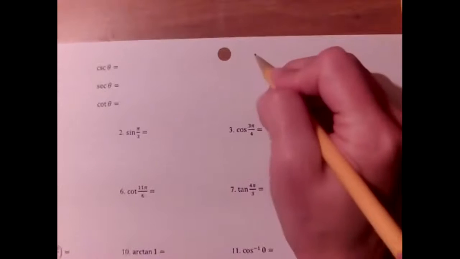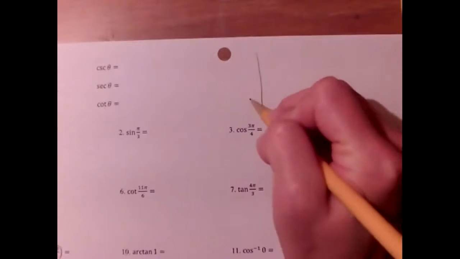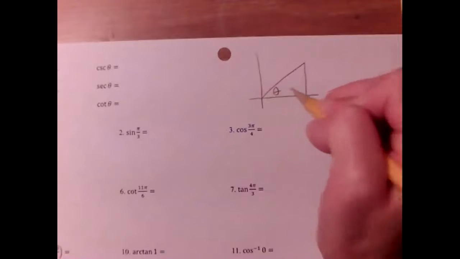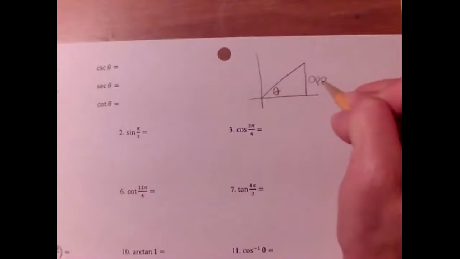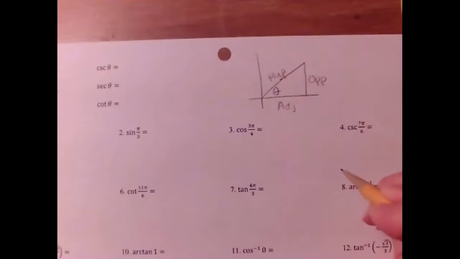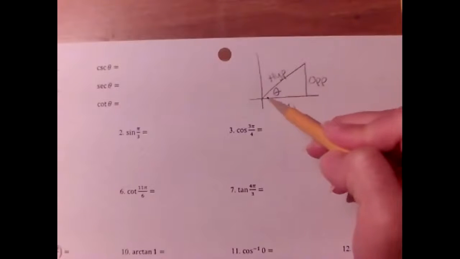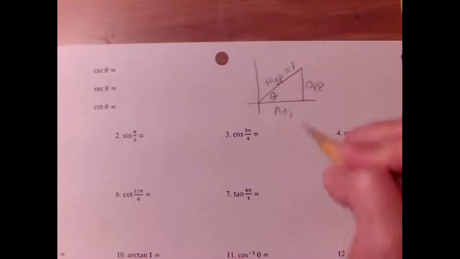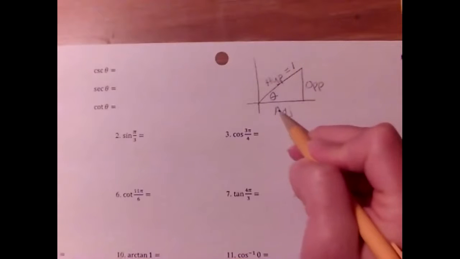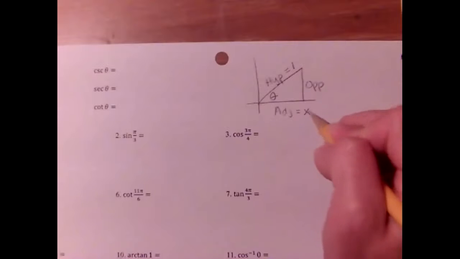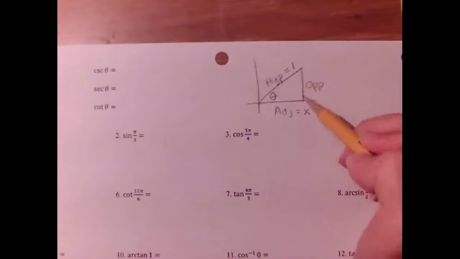Okay, so when we're talking about the unit circle, I'm just going to draw in one of the triangles here. Here's our angle theta. This would be the opposite side, this would be the adjacent, and this would be the hypotenuse. Whenever it's the unit circle, the radius of the circle is always 1. So this hypotenuse is always going to be 1 unit. The adjacent side is the horizontal distance, so that's represented by x. The opposite is the vertical distance, so that's represented by y.